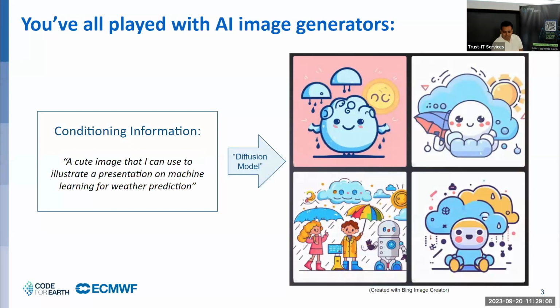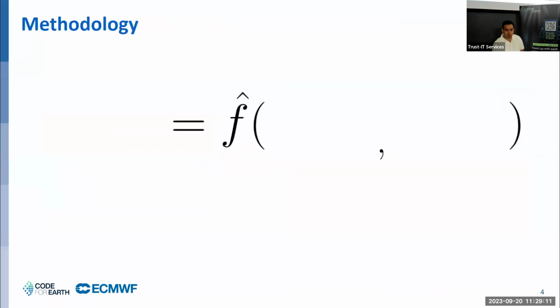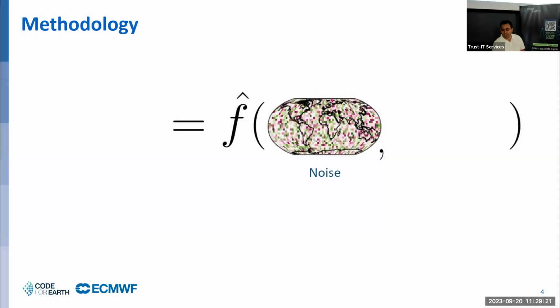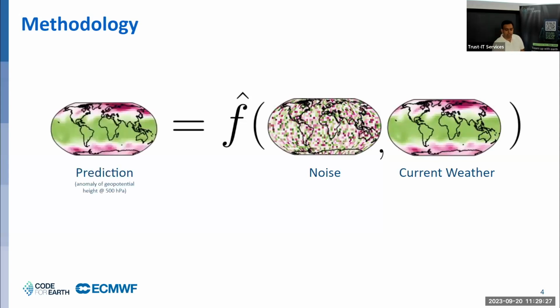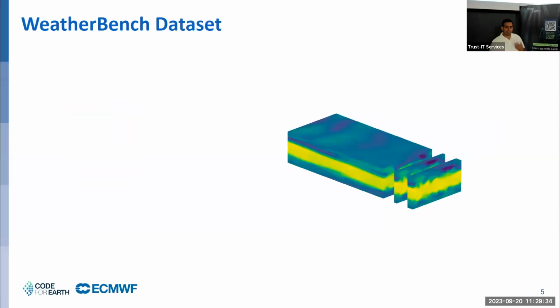But we are not just interested in the cute images. So in our midterm, we explained the diffusion models in detail. And here we will just give a very high level overview. So a diffusion model takes some noise as an input together with some conditioning information. For example, in our case, it's the current weather, and it helps us produce some predictions in the future time steps. We are using the WeatherBench dataset to train our diffusion models.